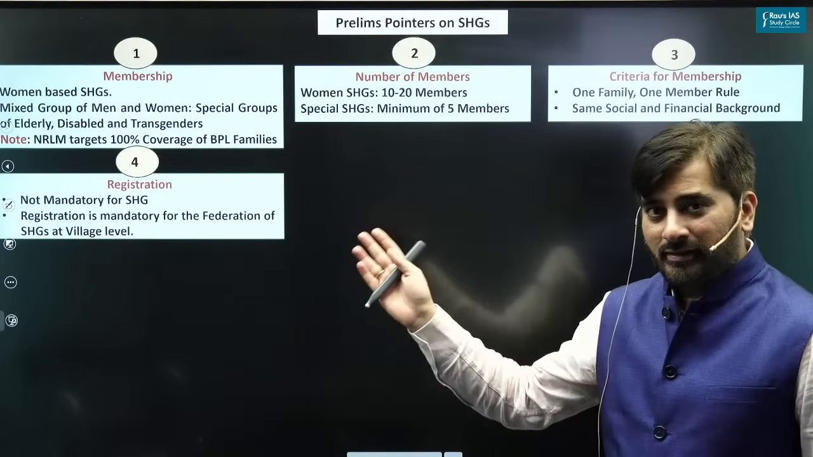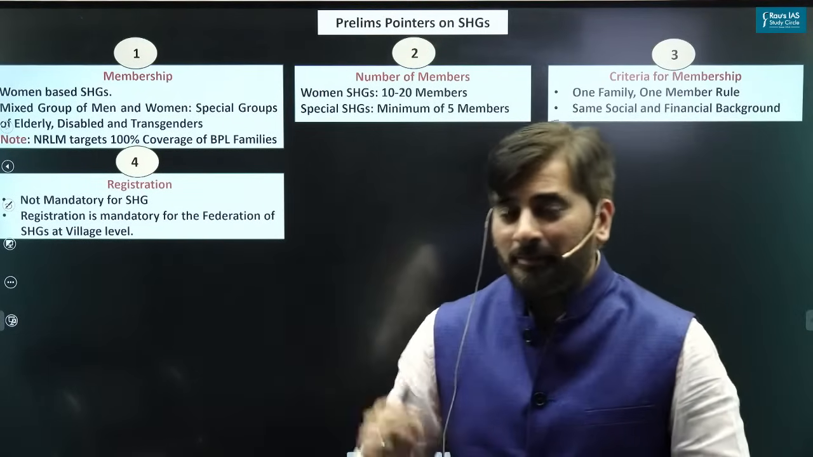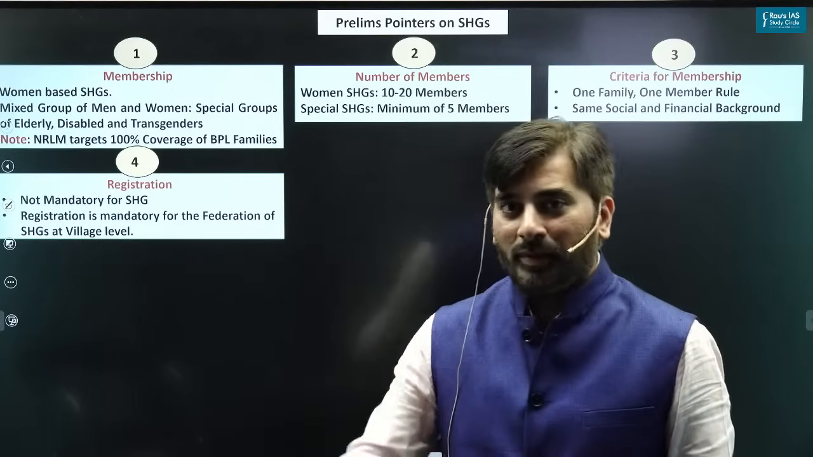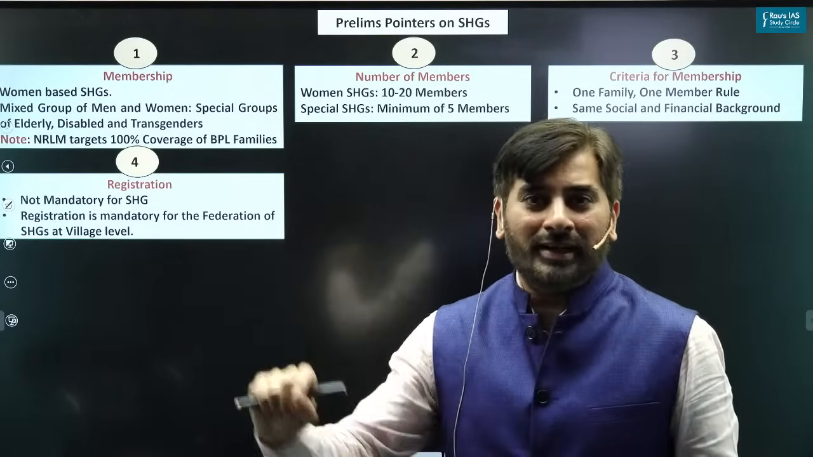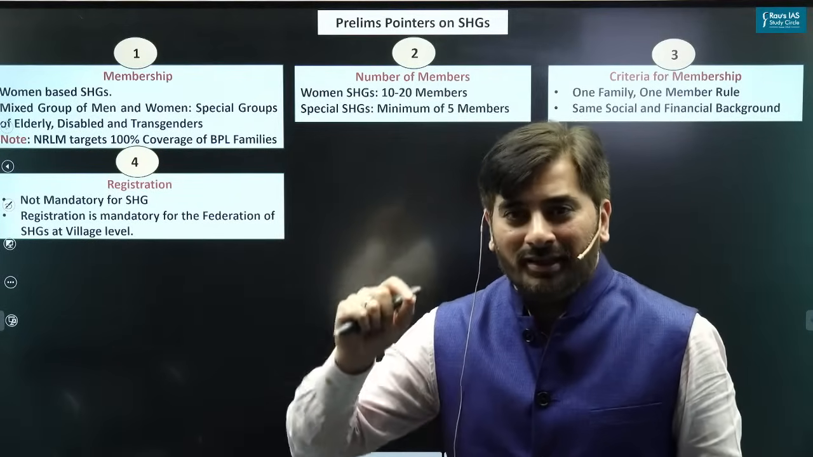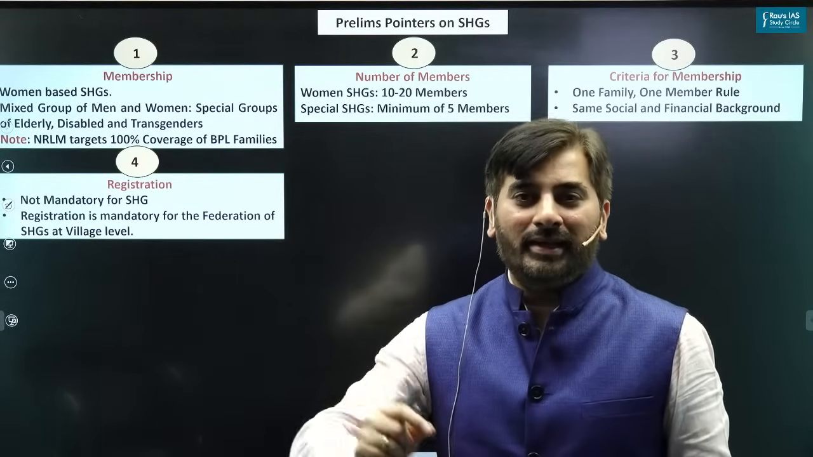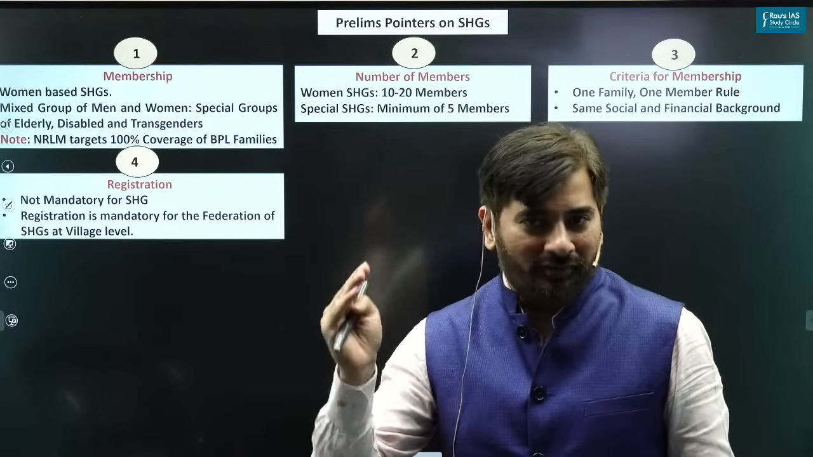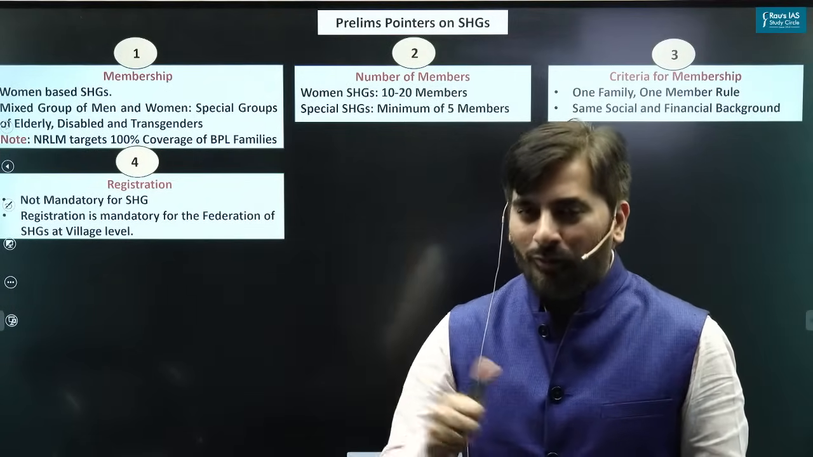Fourth aspect is registration. Now this is something which is tricky. You must understand, as per the government's guidelines, as per the RBI's guidelines, SHGs need not be mandatorily registered. There is no mandatory registration of SHGs. This is point number 1.